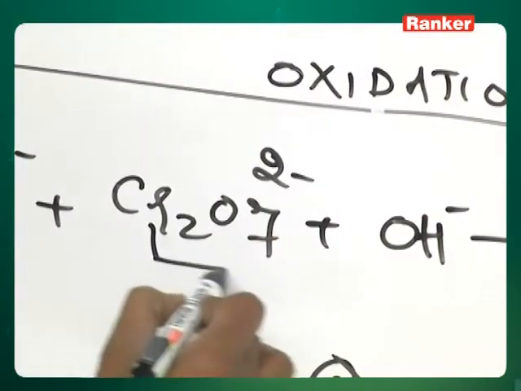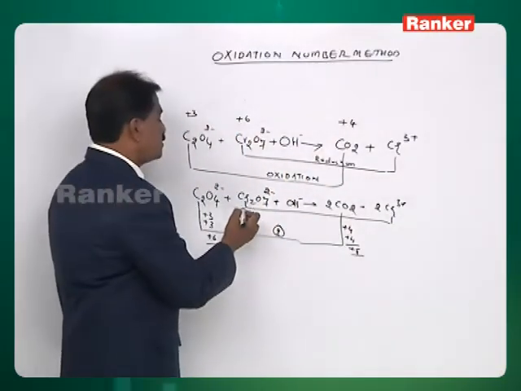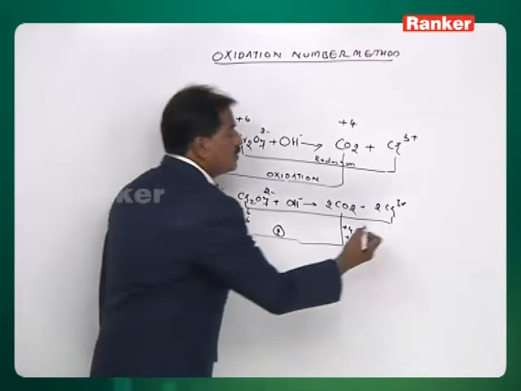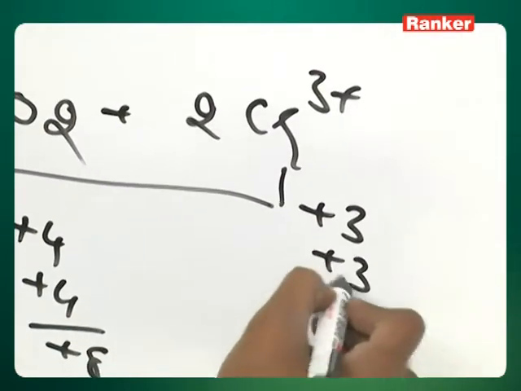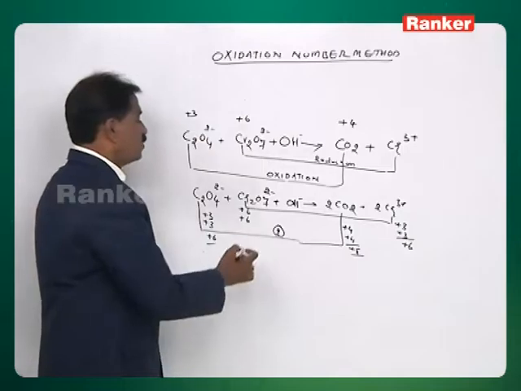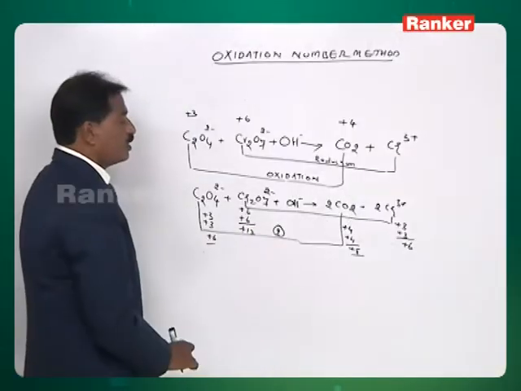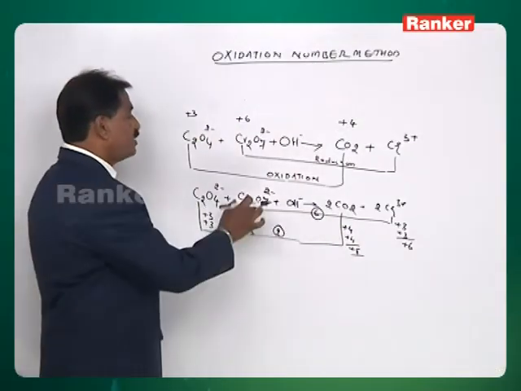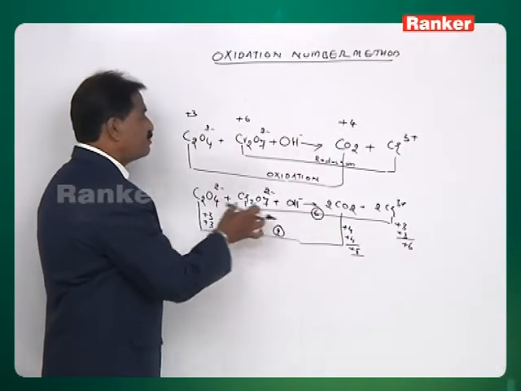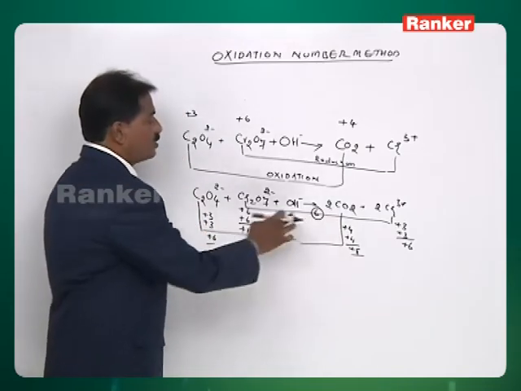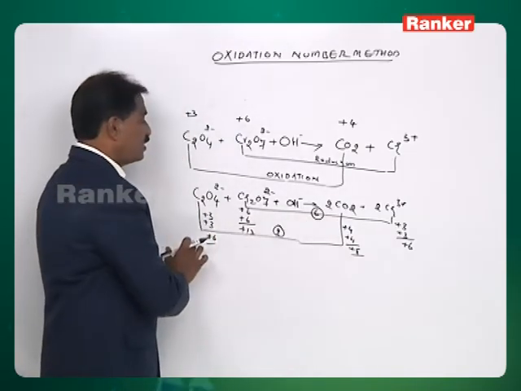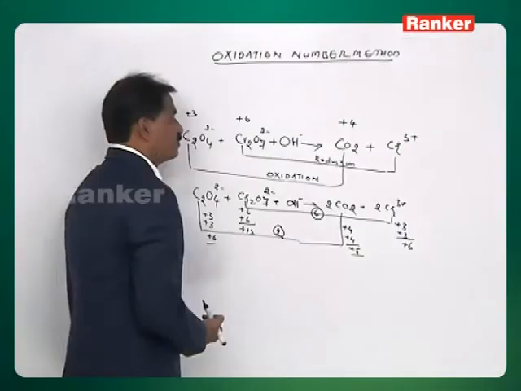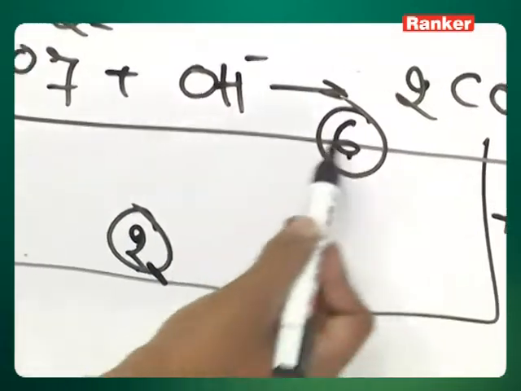Next, for chromium. Similarly, here for each chromium the oxidation state is +6. This side each chromium oxidation state is +3. Therefore, total oxidation state is +12 on one side. Here total oxidation state is +6. Therefore, the total change in the oxidation state is 6 units. So first identify the total charge difference for the reducing species and for the oxidizing species. For oxalate, the total charge difference is 2. For dichromate, the total charge difference is 6. 2 and 6.